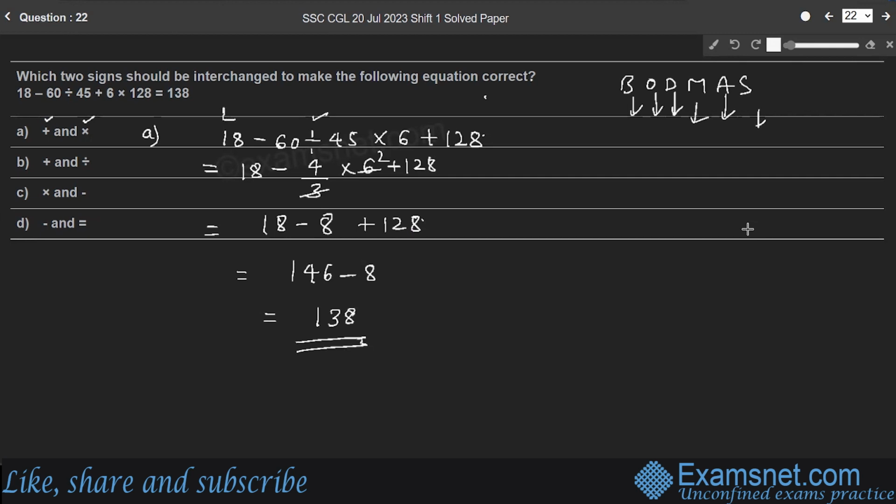Therefore, left hand side is equal to right hand side. Therefore, if we interchange plus and into signs, the equation will be balanced or correct, right? LHS is equal to RHS. Therefore, option A is the right answer.